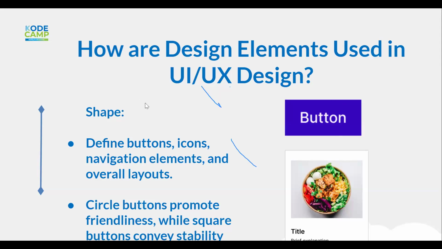So shapes are used to define buttons. You have a button here, you see a button here. They are also used to represent icons, navigation, and just the entire layout of your design of a product. For instance, a circle button promotes friendliness, like an application most times to just convey information to users.